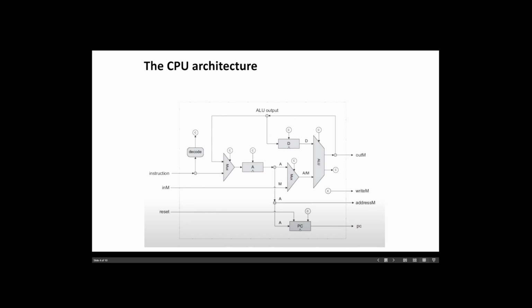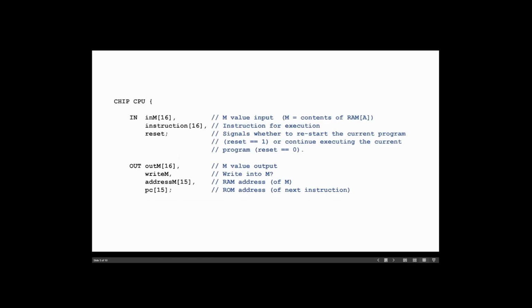The program counter holds the address of the next instruction, which will then be fetched, decoded, and executed by the CPU in the next cycle. Now that we have identified the inputs and outputs of the CPU architecture, we can implement the code of the CPU. This slide shows the chip name and the names of its input and output pins.